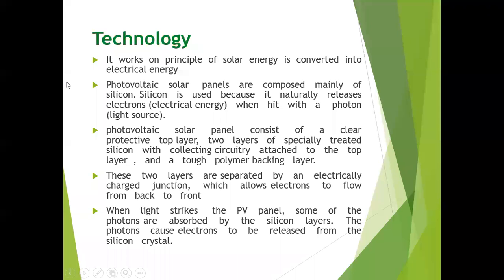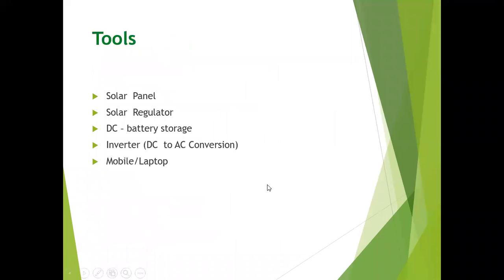And then how this actually works. I don't want to go deep into the solar energy. Right, you have the solar panel, the solar regulator, the battery storage, and then the inverter to do the DC to AC conversion.